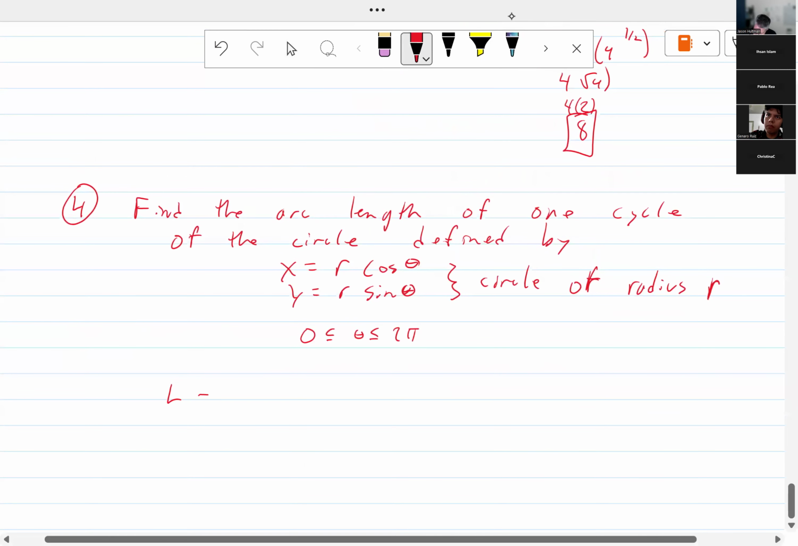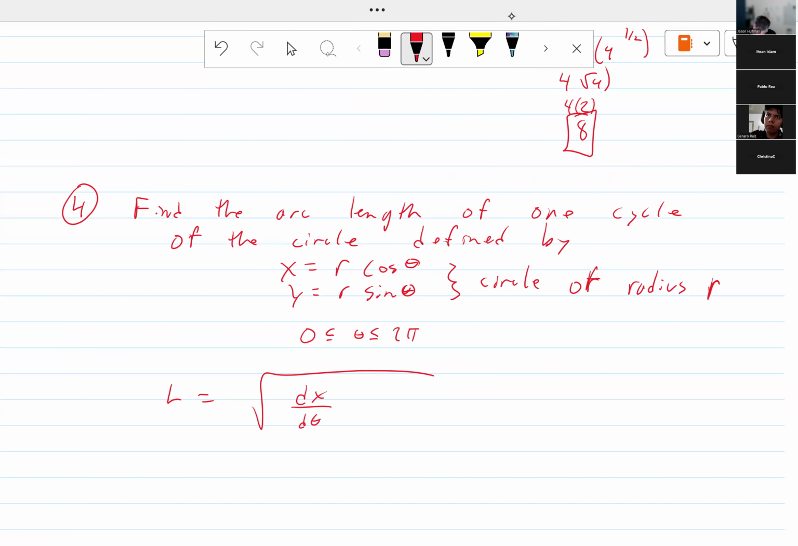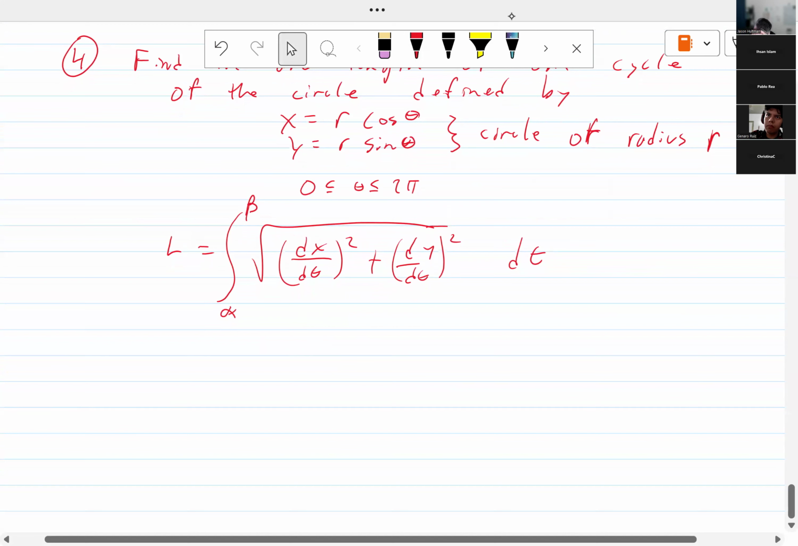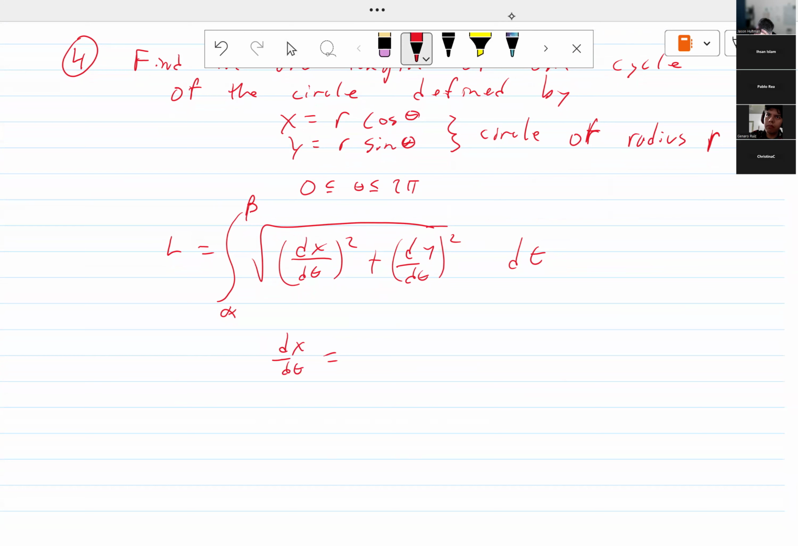So for parametric, L is equal to the integral from alpha to beta of the square root of (dx d theta) squared plus (dy d theta) squared, d theta. So we need to find out what dx d theta is. This is going to become negative r sine theta. dy d theta is going to be r cosine theta.